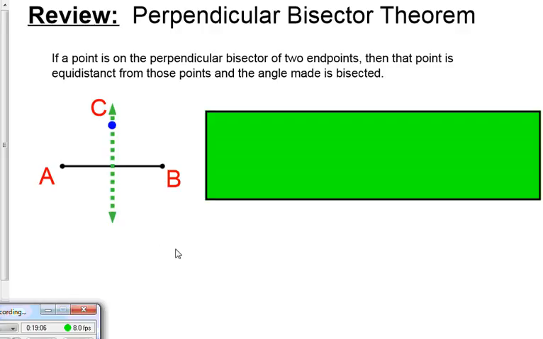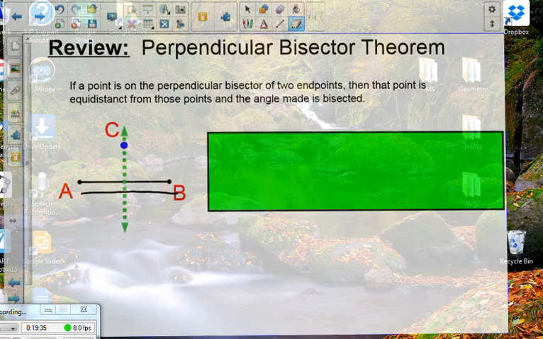Before we get into this last one, I want to do a quick review of the perpendicular bisector theorem. The regular perpendicular bisector theorem says if a point is on the perpendicular bisector of 2 endpoints, then that point is equidistant from those points, and the angle made is bisected. So what is that saying? Well, we have our points A and B right here. There are endpoints, so they make this segment AB going right there.